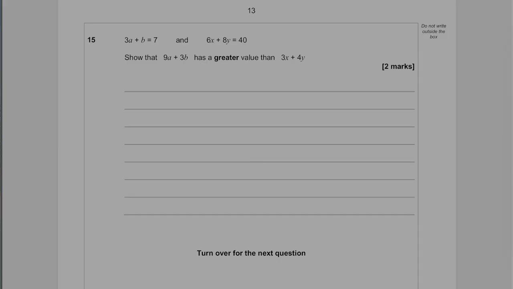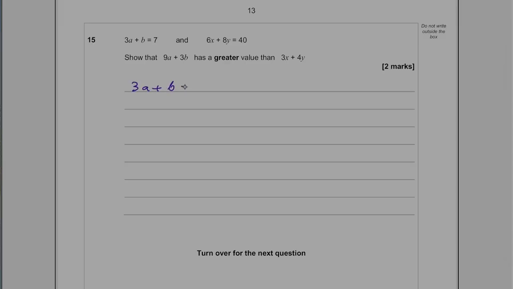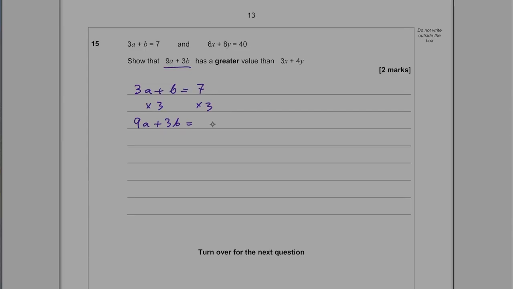Okay, we can do this fairly easily. So if we start with 3a plus b is equal to 7, then if we want 9a plus 3b, we'd need to times this by 3, and we'd need to times this by 3. So I'll do it underneath. So times by 3, times by 3. That would give us 9a plus 3b, which is what we're trying to show, is equal to 7 times by 3, 21.